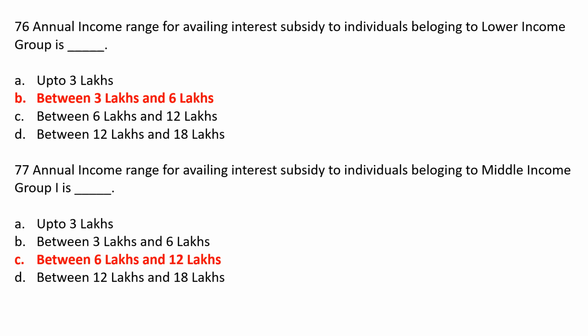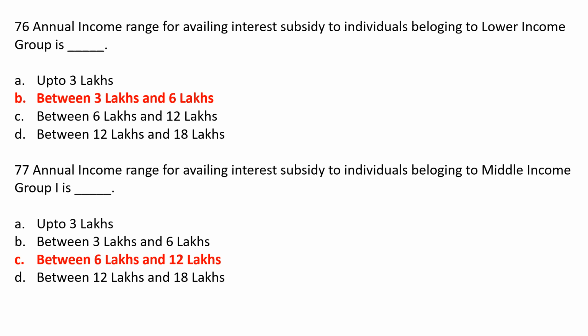Annual income range for availing interest subsidy to an individual belonging to the lower income group is: option A, up to 3 lakhs; option B, between 3 lakhs and 6 lakhs; option C, between 6 lakhs and 12 lakhs; option D, between 12 lakhs and 18 lakhs. The correct answer is option B, between 3 lakhs and 6 lakhs. Annual income range for availing interest subsidy to an individual belonging to the lower income group is between 3 lakhs and 6 lakhs.